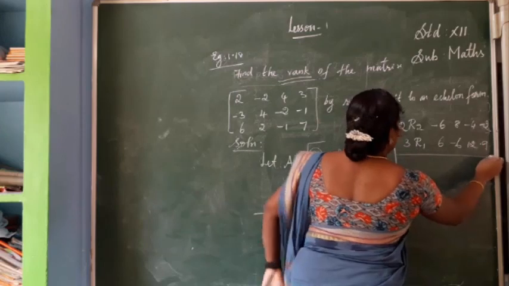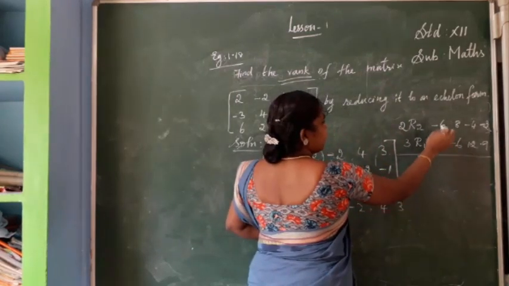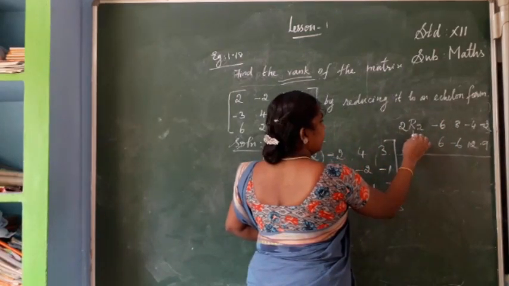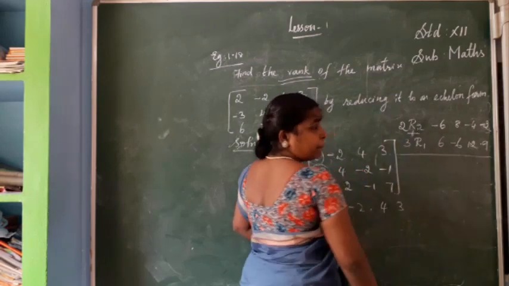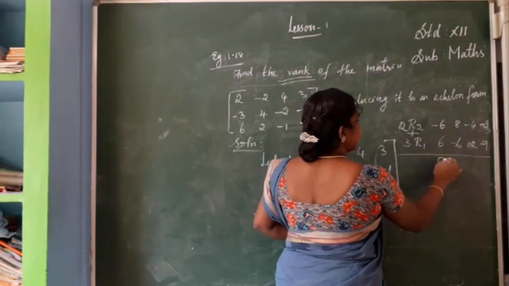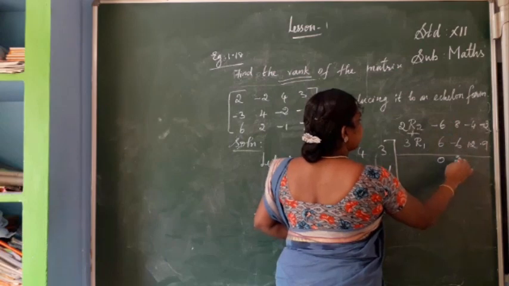Okay. Now you see minus 6 plus 6. Minus minus, and when you are adding you get 0. So plus, okay, in between plus. So minus 6 plus 6 is 0. 8 minus 6 is 2.